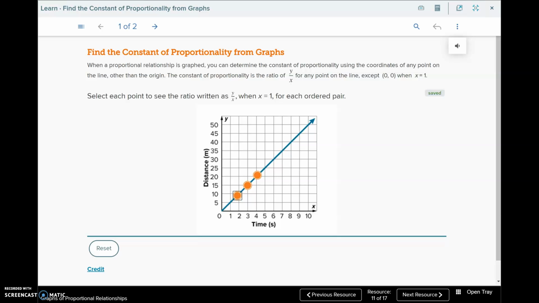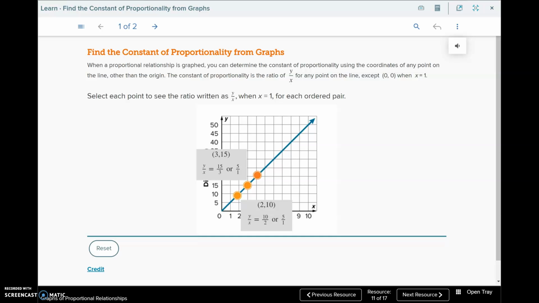So let's look at this first point. We have 2, 10. They wrote y over x, which is 10 over 2. How much distance was traveled over how much time it took? And then they simplified to 5 over 1.